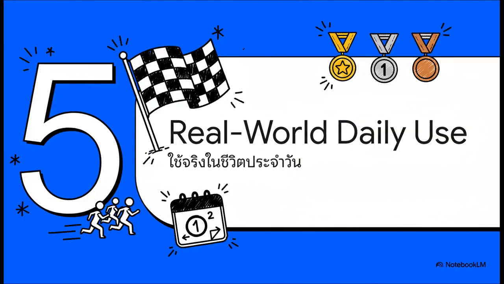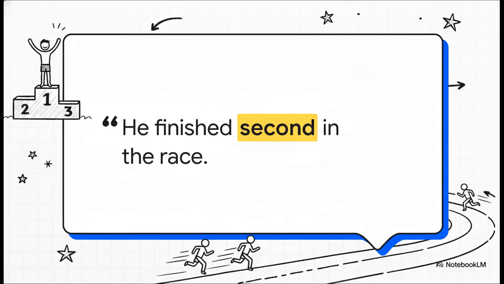Okay, enough with the rules. Let's see how you'll actually use these ordinal numbers in your daily life, because you're going to use them a lot. Just like our winner's podium, you can use it to talk about results in any competition. "He finished second in the race." This tells us his exact position, not how many people were running.